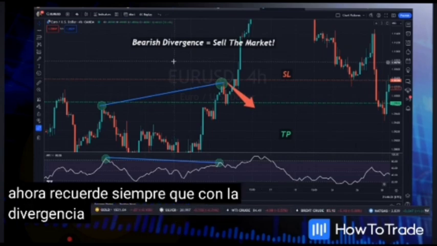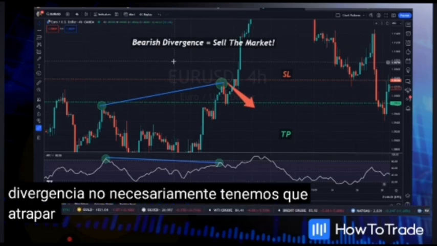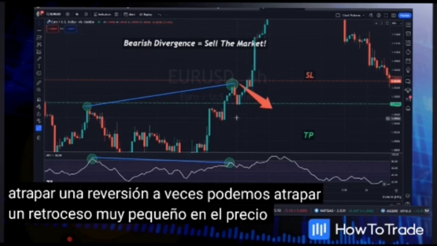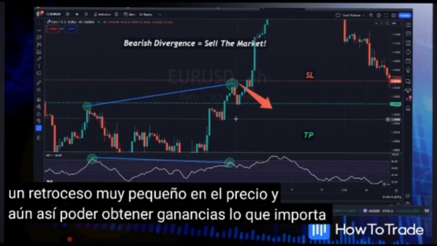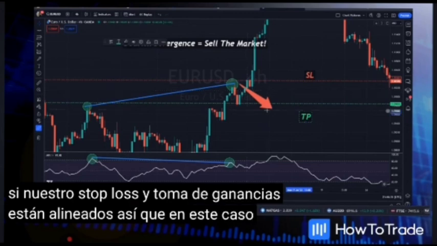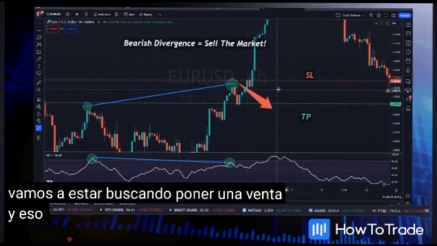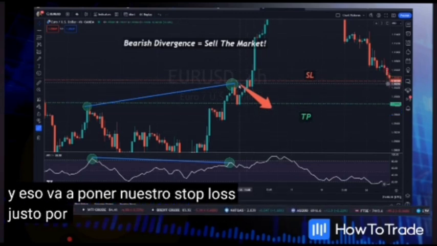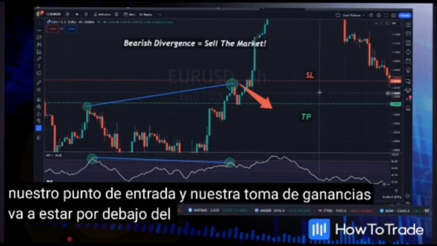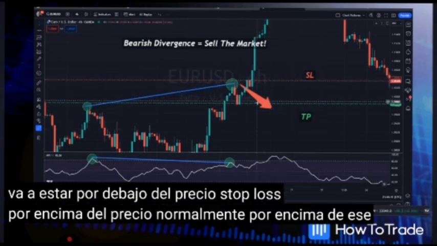Now always remember that with divergence, we don't necessarily have to catch a reversal. Sometimes we can catch a very, very small pullback in price and still be able to profit. What matters is whether our stop loss and take profits are aligned. So in this instance, we're going to be looking to put a sell on, and that's going to put our stop loss right above this swing high, right above our entry point, and our take profit is going to be underneath price, stop loss above price, typically above that swing high.